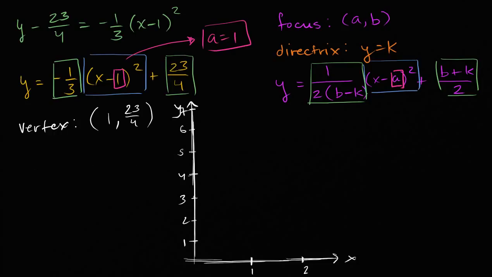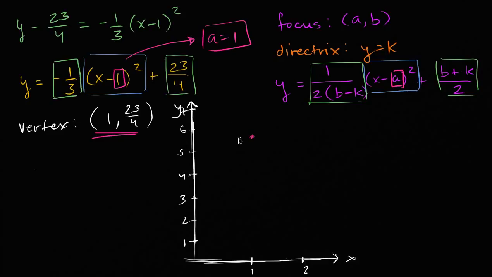And so our vertex is right over here, (1, 23 over 4). So it's 5 3/4, right around there. And as we said, since we have a negative value in front of this (x minus 1) squared term, this is going to be a downward opening parabola.